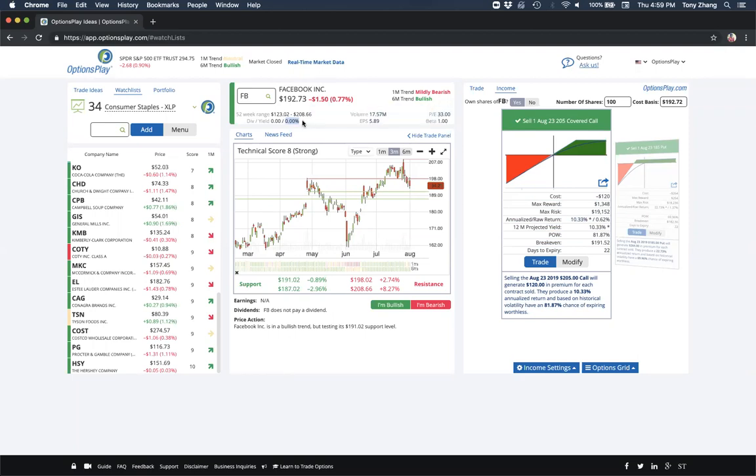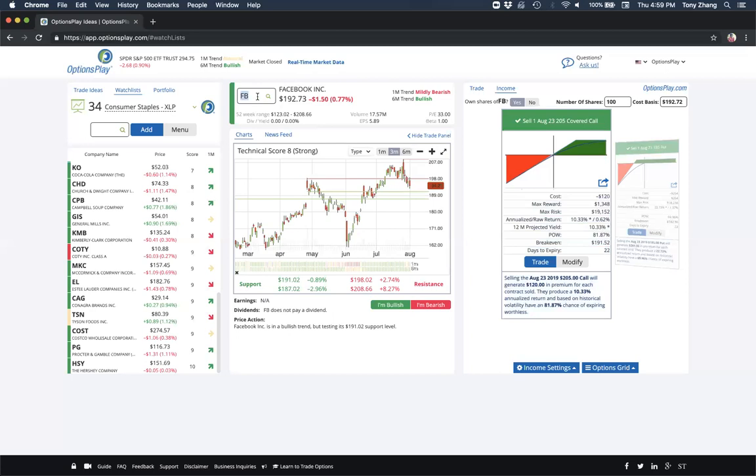So if you own Facebook stock and you think the stock's going to stay where it is and you don't see a lot of capital appreciation to the upside, you can be earning a 10% yield annually by selling covered calls, which will certainly bring down the cost basis of your stock a little bit, and allow you to generate some yield while the stock is trading sideways.